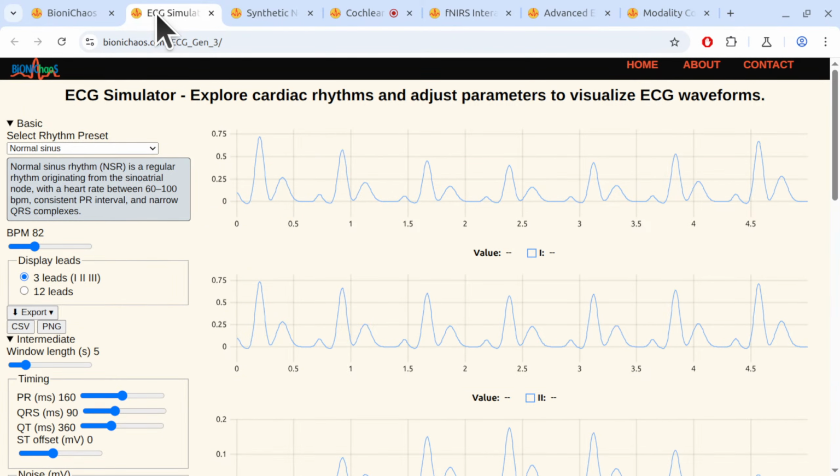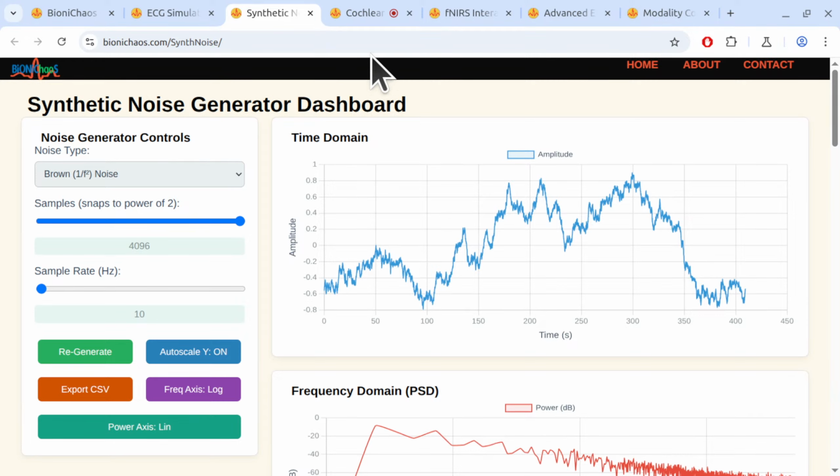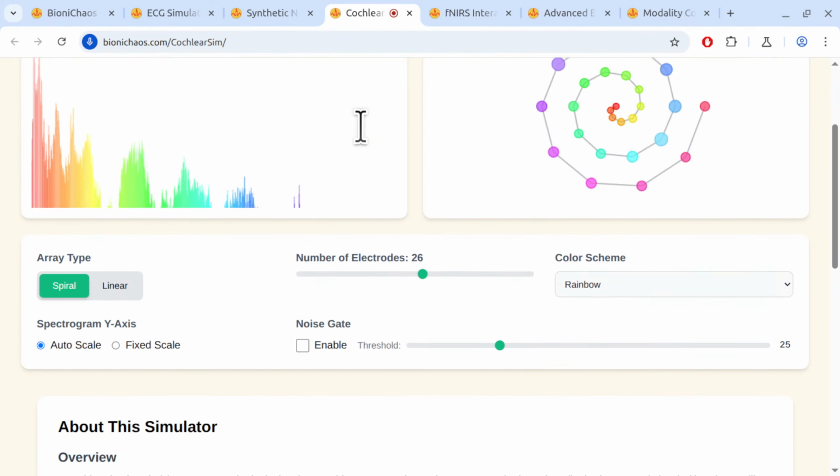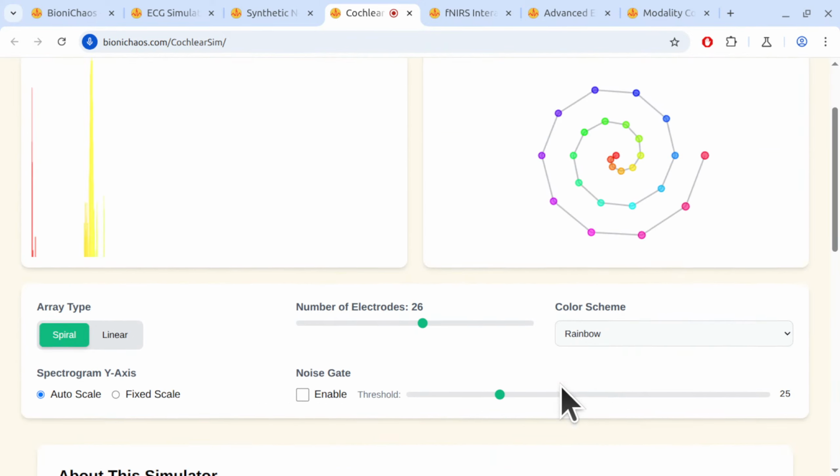There's some of the more recent stuff: ECG simulator, synthetic noise generator, cochlear implant simulator was revamped. We had an old version of it for a long time, but now it's better, more colorful.